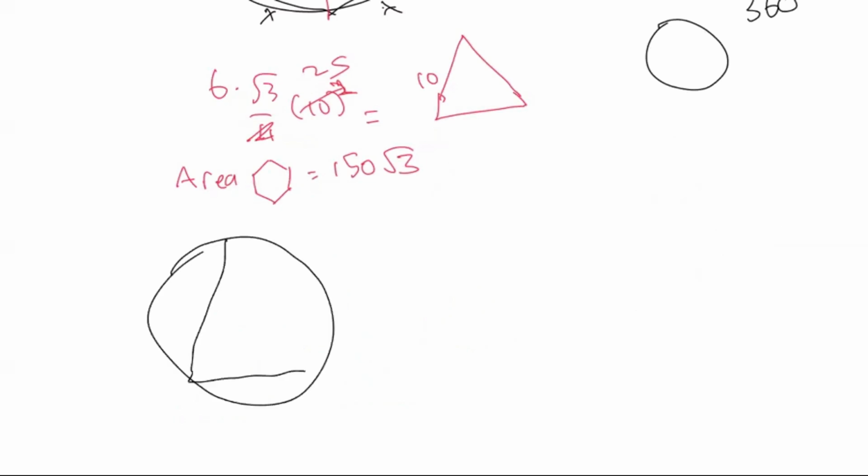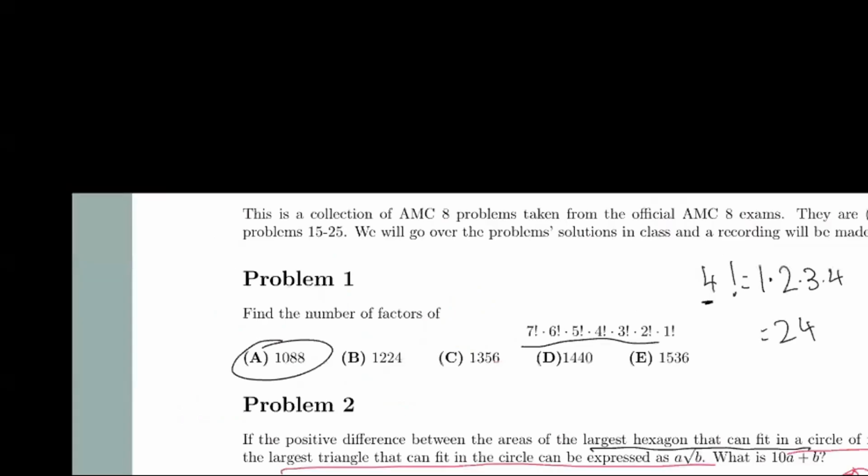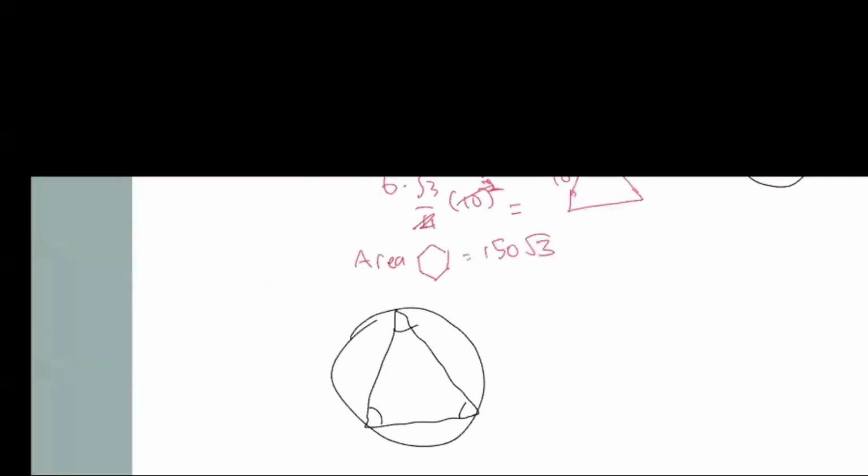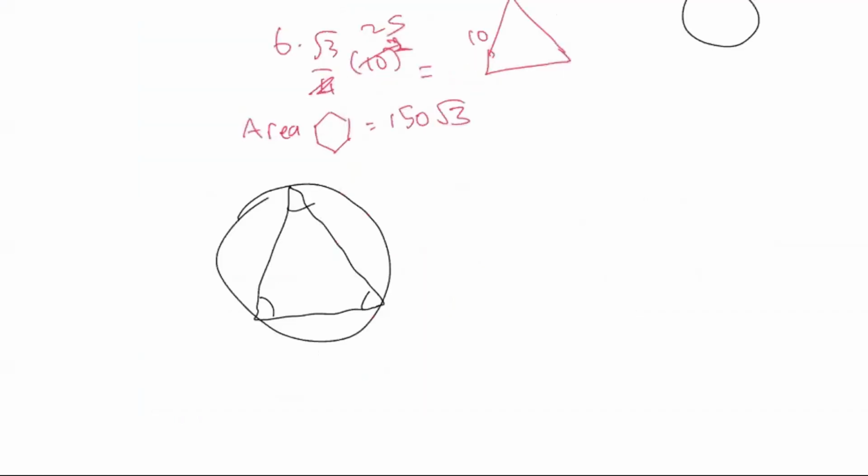So something like this, an equilateral triangle. The problem doesn't specify an equilateral triangle, right? It says largest triangle, but we need to notice that if I moved my vertex to a different spot, my area would decrease. It wouldn't be the maximum it possibly could be. So we know this has to be equilateral, so these are all 60 degrees.